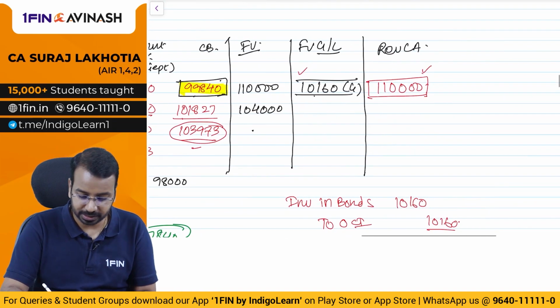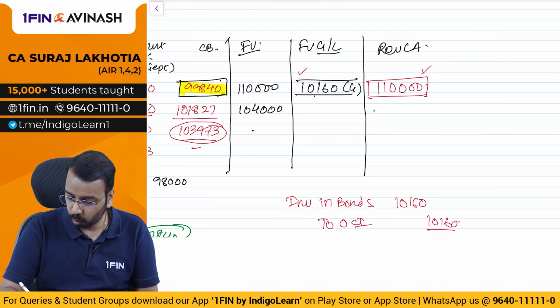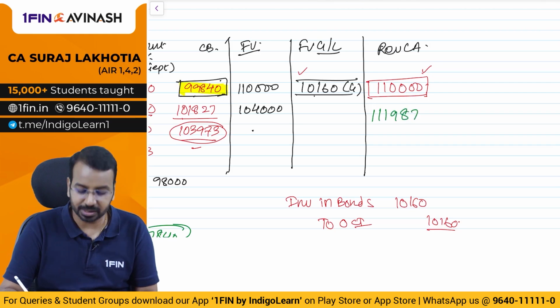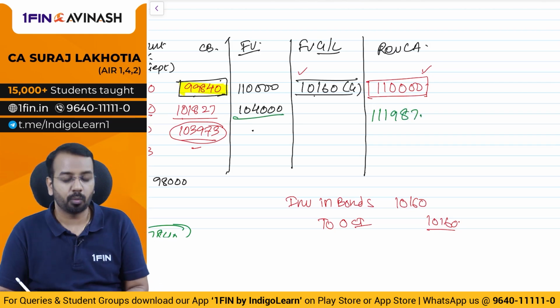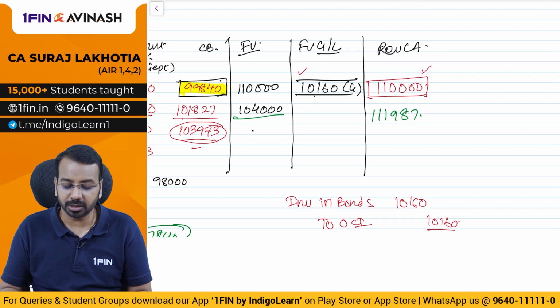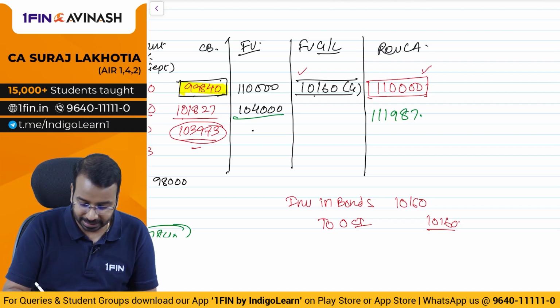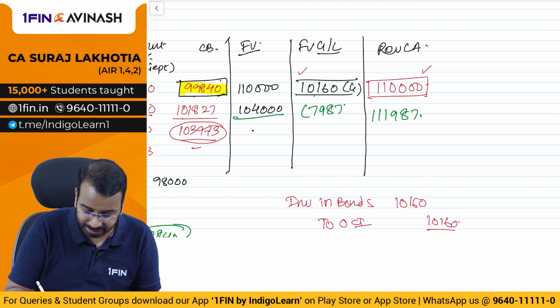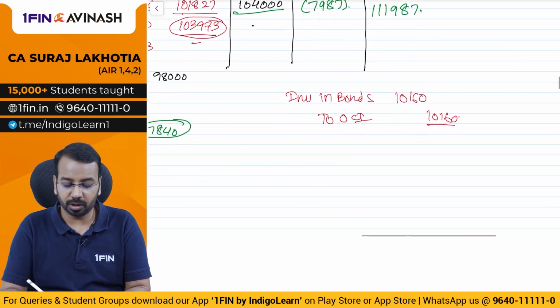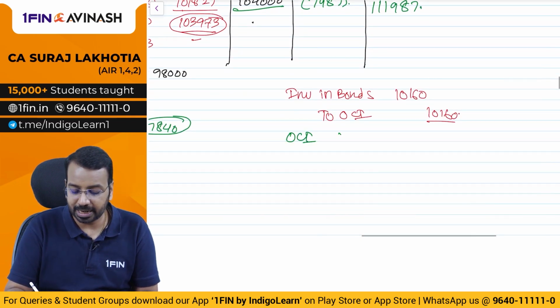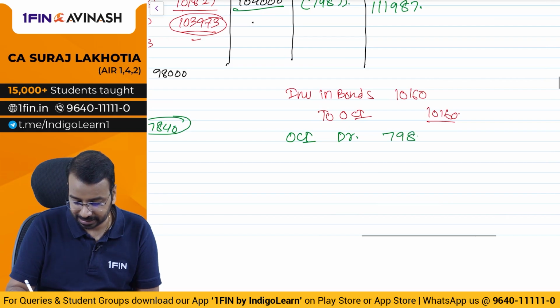Revised carrying amount is 1,11,987. Fair value is how much? 1,04,000. So, minus 1,04,000, if I do, I get a loss of 7,987. So, in the second year what you will do? You will say OCI debit 7,987 to investment in bonds 7,987.